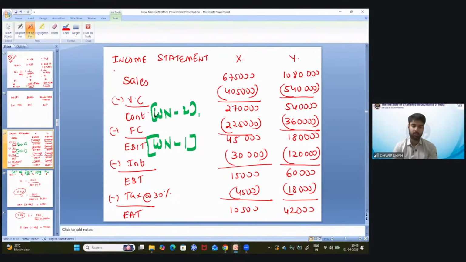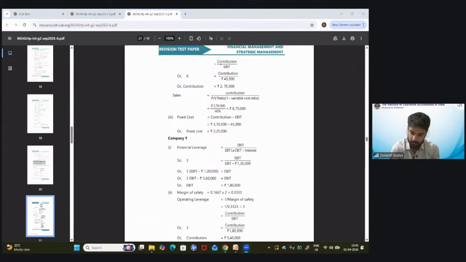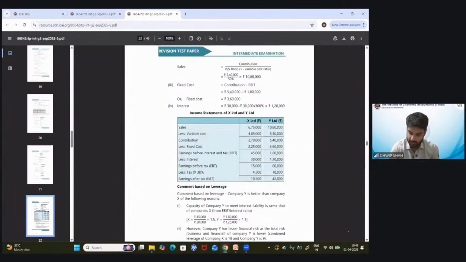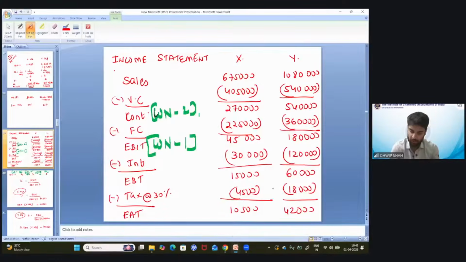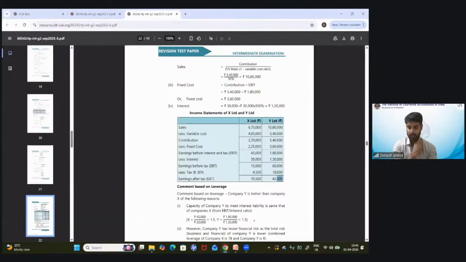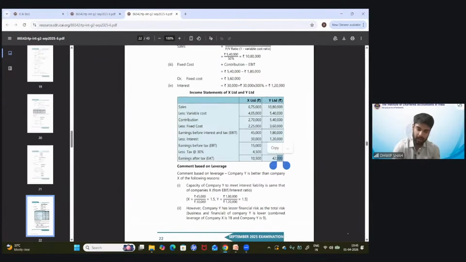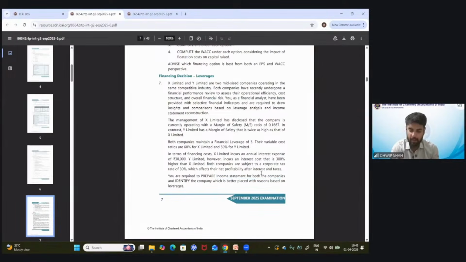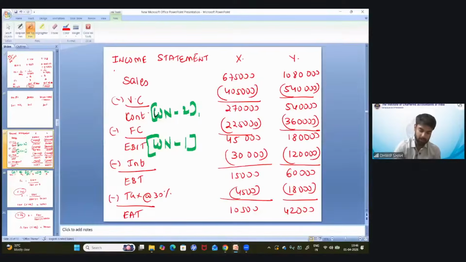Did you understand the income statement preparation? Any doubts in this? Let's just check our solution. 675, 1080, 10,500, 42,000. Okay? Now this is done. Prepare income statement for both the companies. But they have also asked to identify which company is better placed with reasons based on leverages.